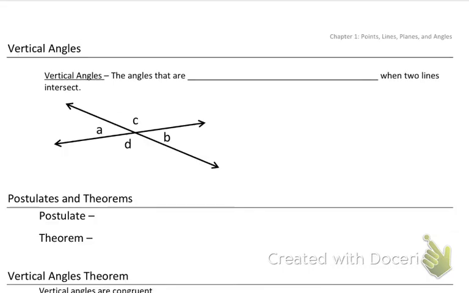All right, our next one is vertical angles. Vertical angles are just basically angles that are across from each other under a specific set of circumstances. And it says it up there. So we have vertical angles are those angles that are across from each other.